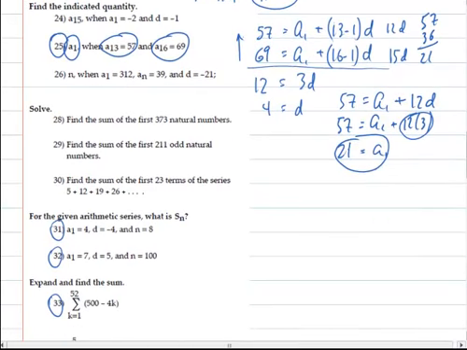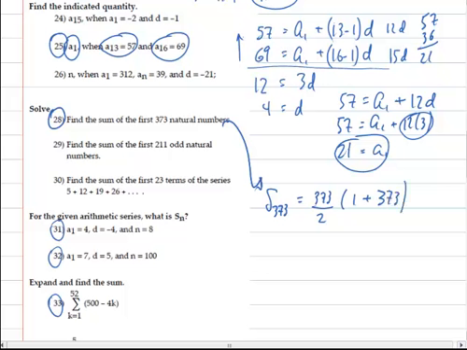So moving along, find the sum of the first 373 natural numbers. That would be using your sum equation. So we have 373 numbers. The first, that's 373 over 2. The first one was 1, the last one is 373, and that's how you would go about finding that summation.